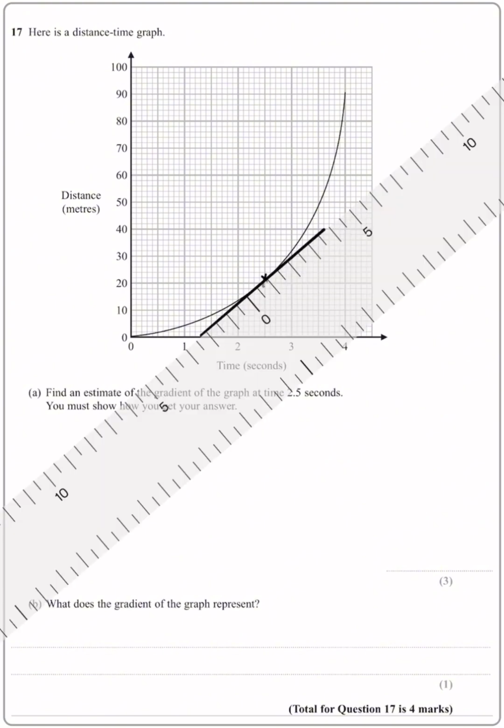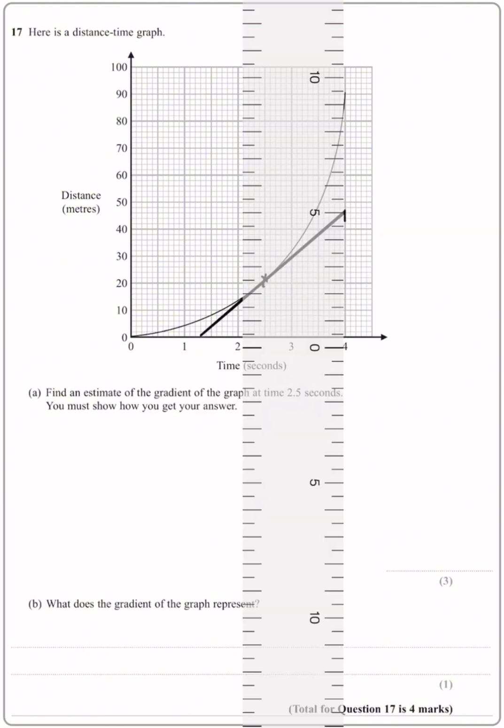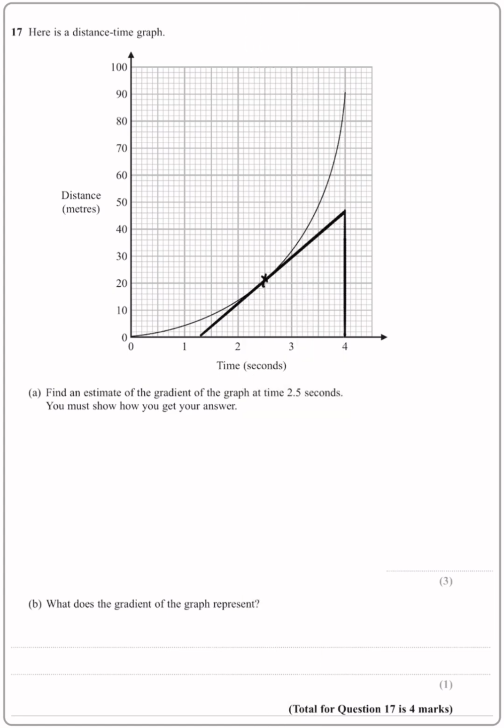Question 17. Do your best effort at drawing a tangent at that point when x is 2.5. We've got ourselves a little triangle here. We can estimate the gradient by doing the change in y over change in x. So 46 over 2.7. That comes out as 17. So my guess is 17. Anything between 16.5 and 19.5 is acceptable for this question.